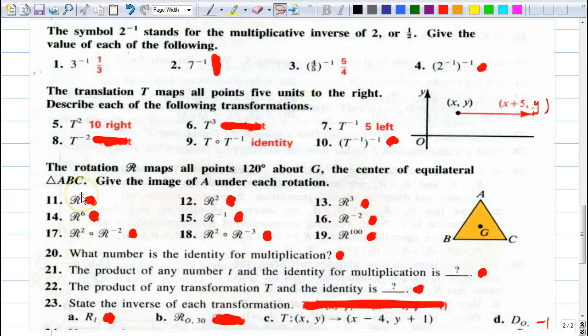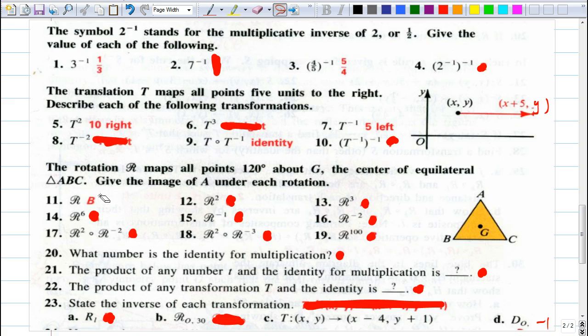So where would the R go? If we had A, so they're looking at the A now. Would it go counterclockwise or clockwise? If you do R once, you will go counterclockwise. Remember, you're doing 120 degrees positive. So where would it go, guys? B. Does that make sense? Remember, positive rotation is counterclockwise.